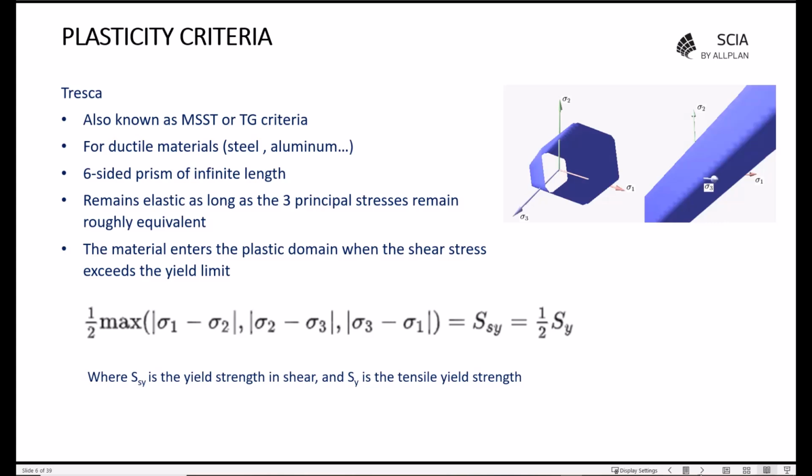However, when one of these principal stresses becomes smaller or larger than the others, the material is subjected to shear. In such a situation, if the shear stress reaches the yield point, the material enters the plastic domain. Below, we can see the formula that's used to calculate the strengths, where SSY is the yield strength in shear, and SY is the tensile yield strength.